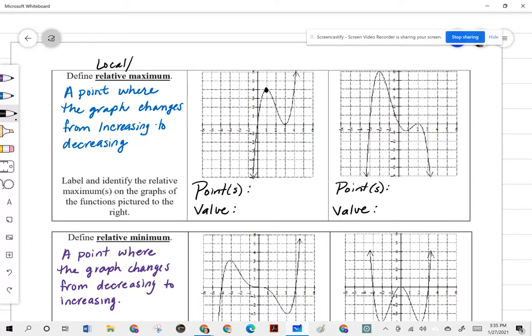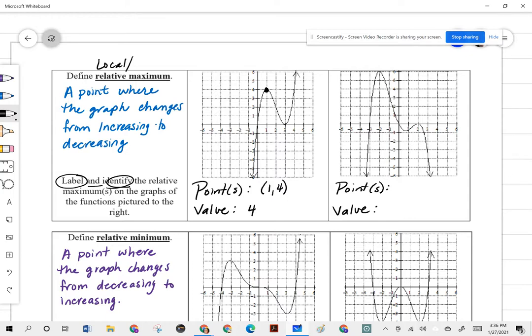Sometimes I'm going to ask you for the point, sometimes I'm going to ask you for the value. It says to label and identify the relative maxima on the graphs of the functions pictured to the right. So this one I am going to put here. The point is (1, 4), and the value is just going to be the y value, so that is just going to be a 4.